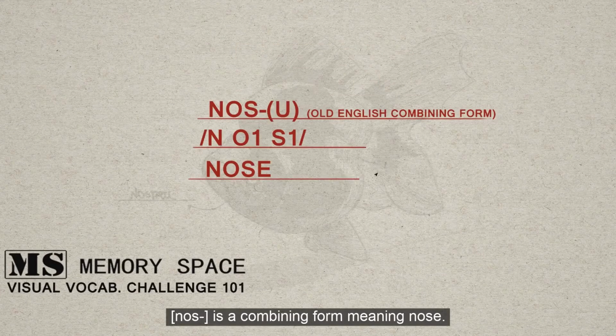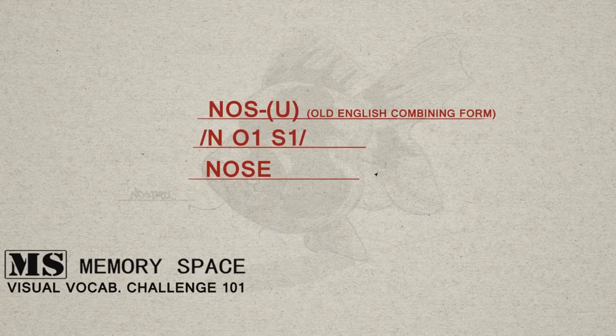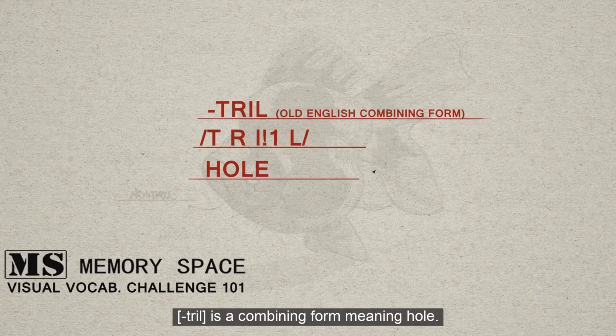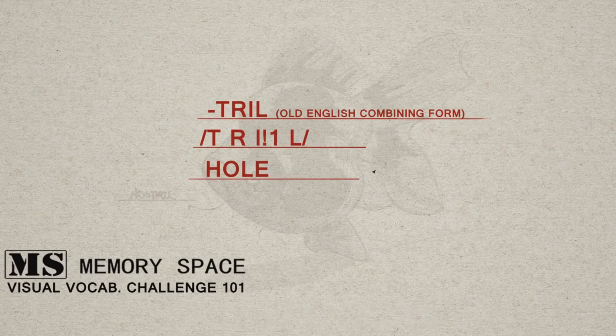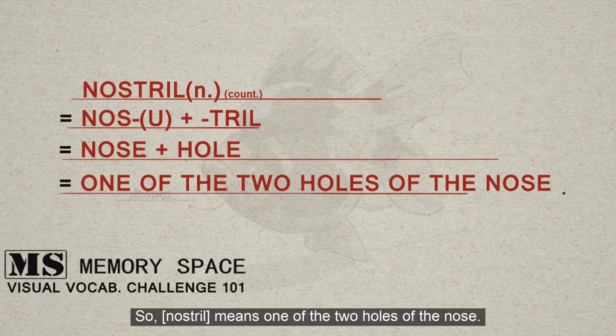Nos is a combining form meaning nose. Tril is a combining form meaning hole. So nostril means one of the two holes of a nose.